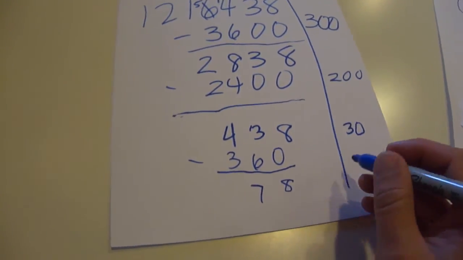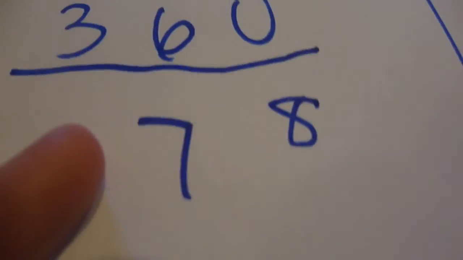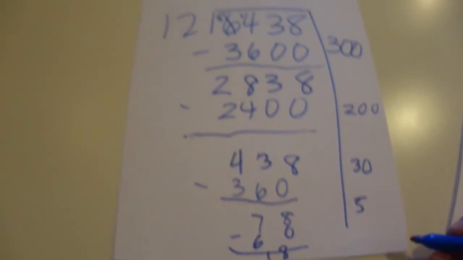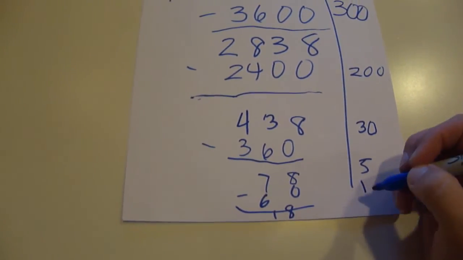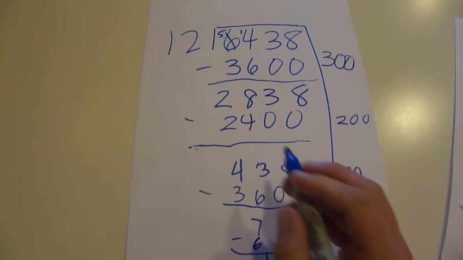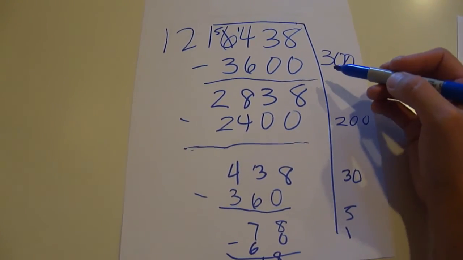78. I could take another chunk of 5 here, which would take away 60, which leaves me with 18. And I could take one more 12 out of this. I'm running out of room, but I could take one more 12 out, and I'd be left with just 6 in here. Now I can't take another chunk out, so this is my whole number answer.